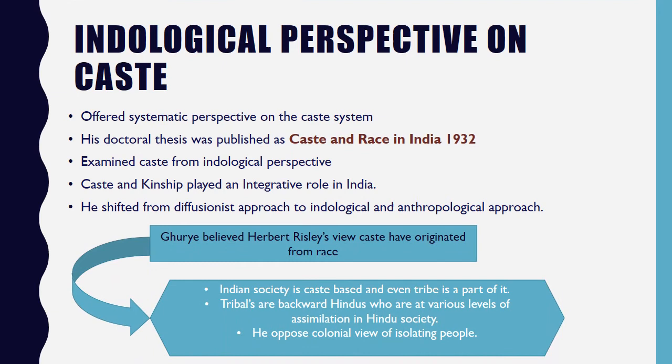G.S. Ghurye was one of the earliest sociologists who offered a systematic perspective on the caste system. His academic reputation was built on his doctoral dissertation at Cambridge, which was later published as Caste and Race in India, 1932. In this work, he examined caste from a historical, indological, comparative, and integrative perspective. According to him, caste and kinship have played an integrative role in India.